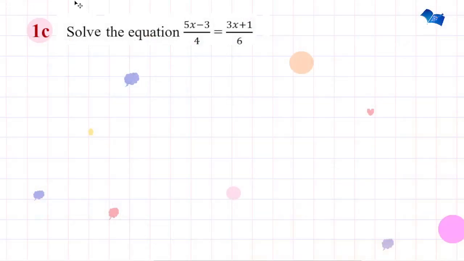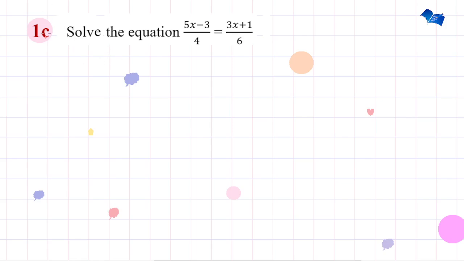We are now in 1C, still the theory part of the 2021 BECE for mathematics. And you know, for theory, you are required to show all workings. Solve the equation (5x minus 3) over 4 equals (3x plus 1) over 6.